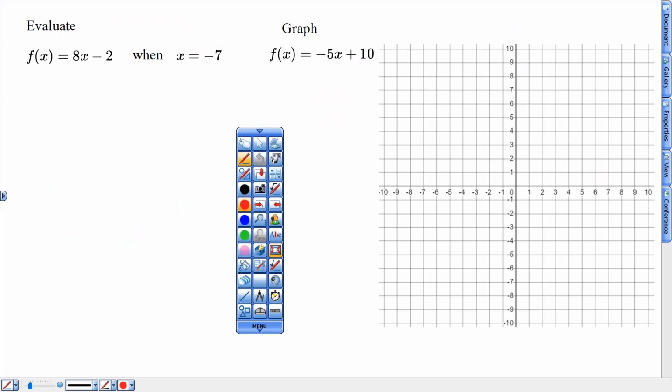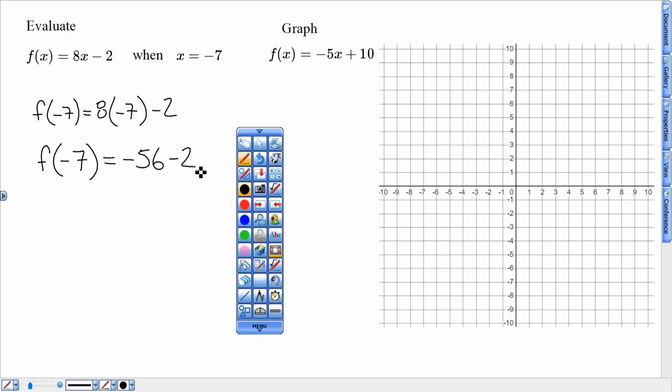All right, moving on. This guy, plugging in -7. F of -7 equals 8 times -7 minus that 2 right there. So when I plug in -7 for x, the y value comes from -56 minus 2. When I plug in -7, I get -58 for y. Let's write that a little neater.